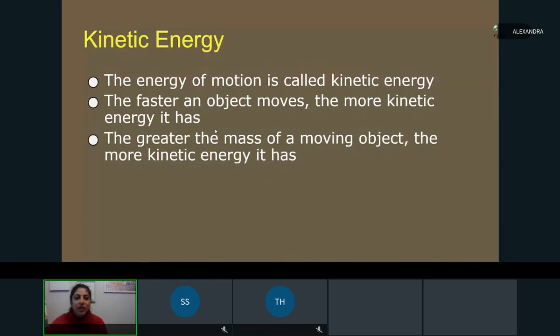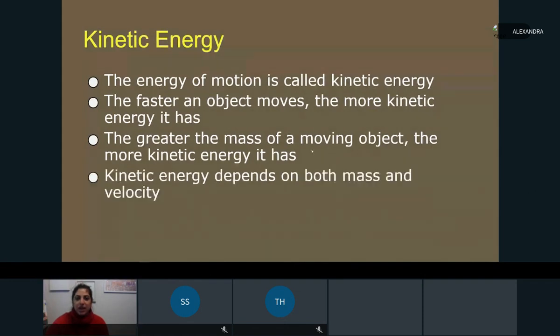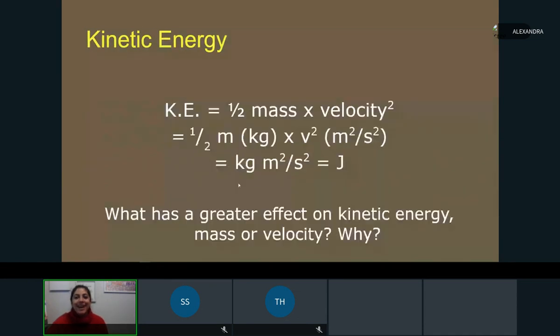So, playing with that relationship of work, and understanding that the more energy it has, that means it either needs to be moving faster, it needs to have a higher mass, or a combination of both. Kinetic energy depends on both mass and velocity, which is just what I said. And we have an equation. So let's go ahead, and I'd really like for you guys to write this equation down, because we're going to be using it.